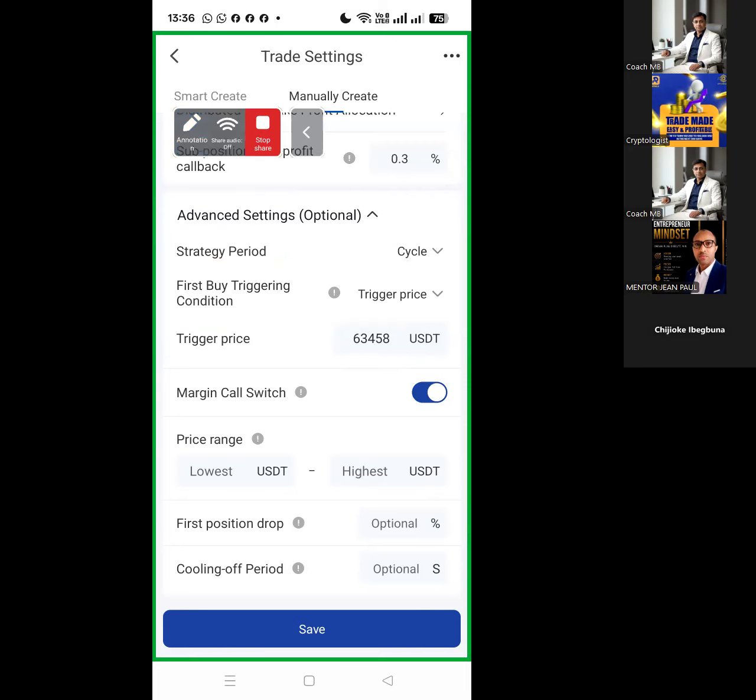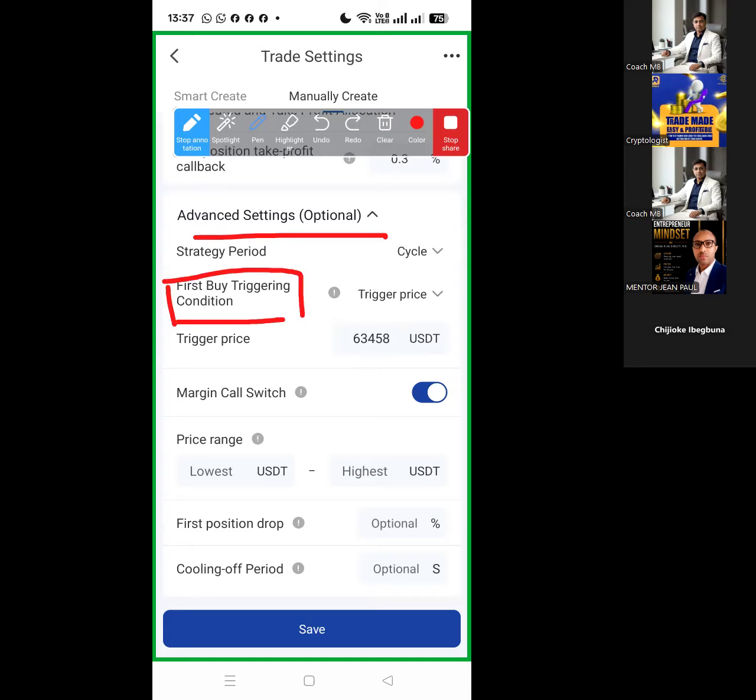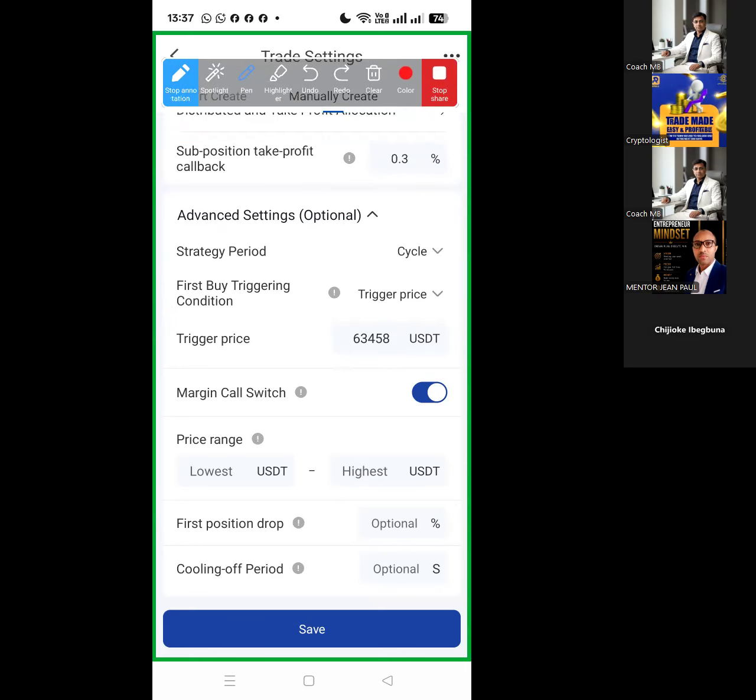So this is the first way you can manage your setting in advanced setting mode. You can put a first buy triggering condition and you can put your own price here. Every time it comes to this price, it will buy for you. But if it is higher, suppose it has reached $64,000, it will not buy for you. Only after it reaches this price, it will buy for you. Is it clear? So this is the first way. But this cannot be applied in any kind of market. This is a good setting, but it is not applicable in every kind of market.